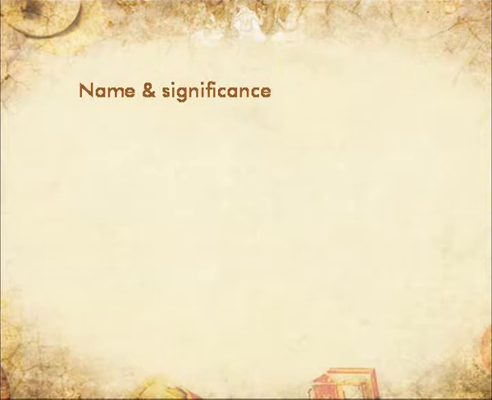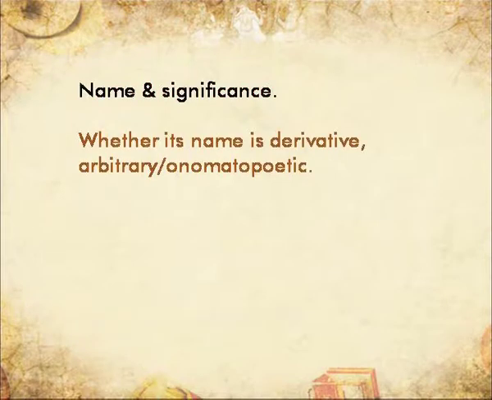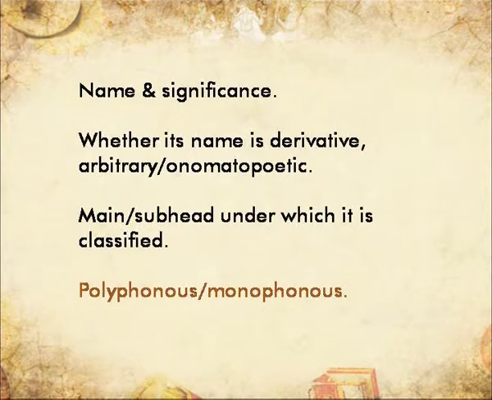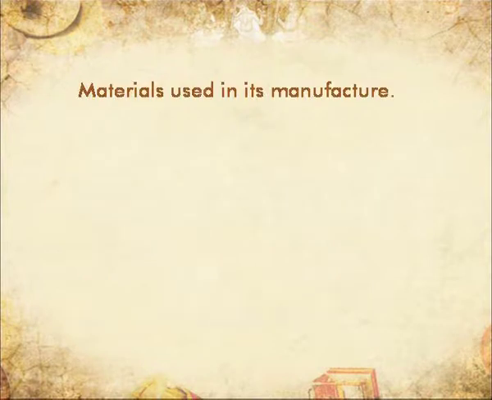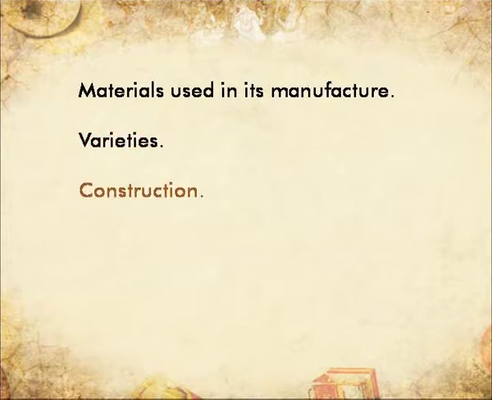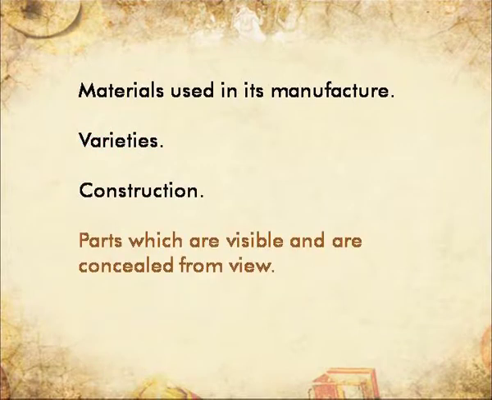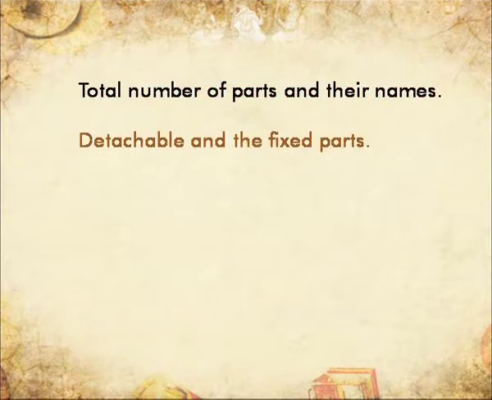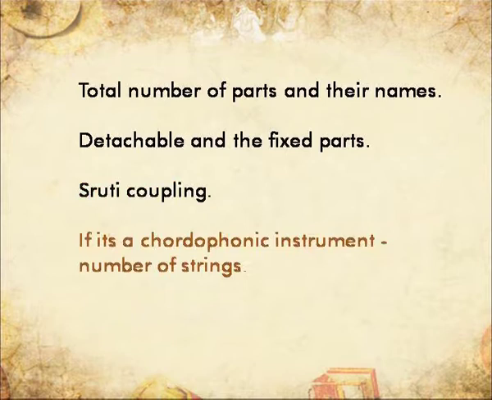Its name and significance. Whether its name is derivative, arbitrary or onomatopoetic, the main head or the subhead under which it is classified, whether polyphonous or monophonous, materials used in its manufacture, its varieties, its construction, the parts which are visible and the parts which are concealed from view, total number of parts and their names, the detachable or removable parts and the fixed parts, whether the instrument is provided with a shruti coupling.